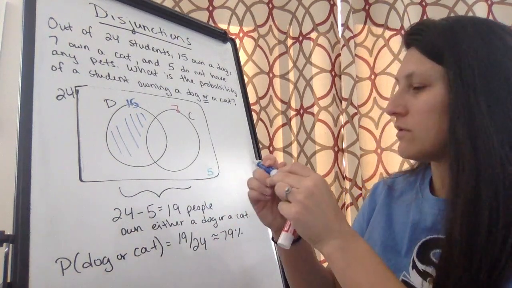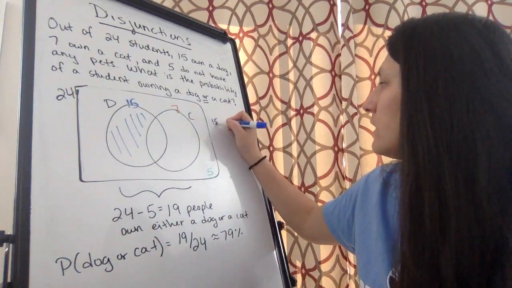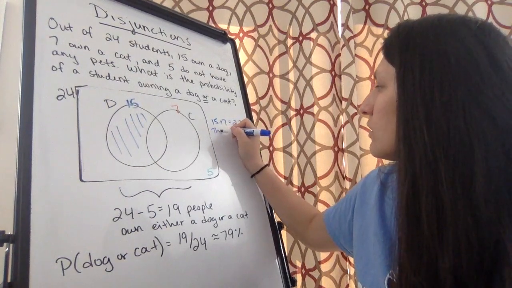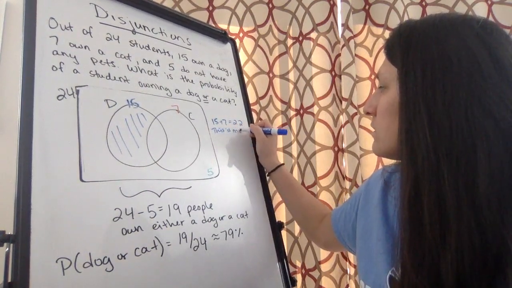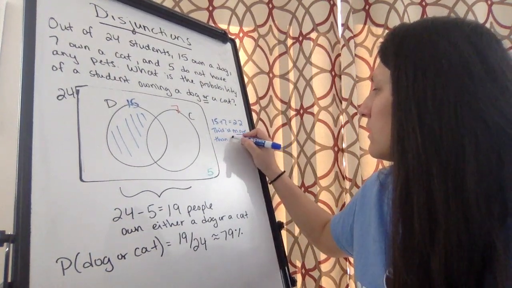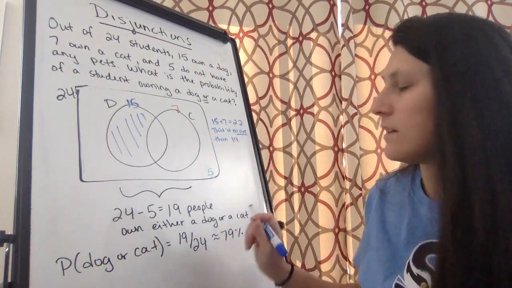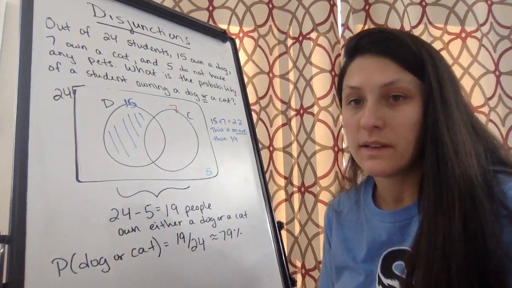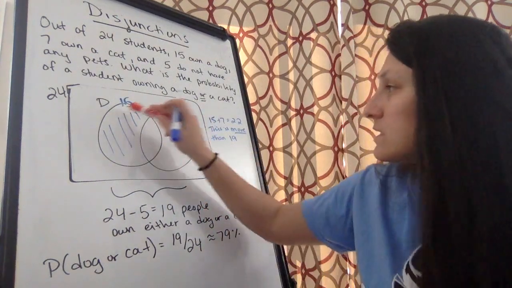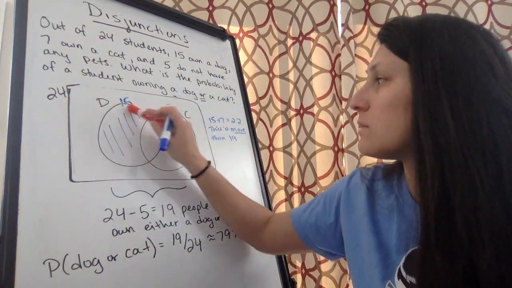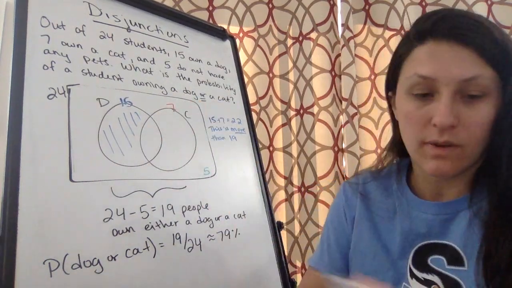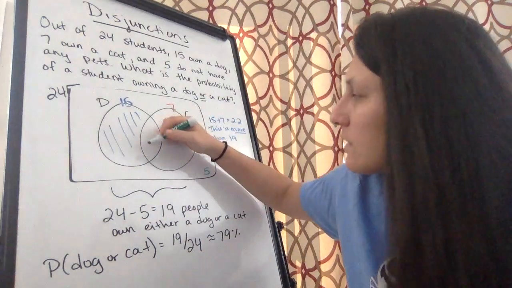All right, so let's show over here. If we do 15 plus 7, we get 22. This is more than 19. Okay, and why is that? Because we have counted some people twice. So I expected this to be more. I expected that when we added these numbers, it would be more than 19 because some people are counted twice, right in the middle. Some people are counted right here.